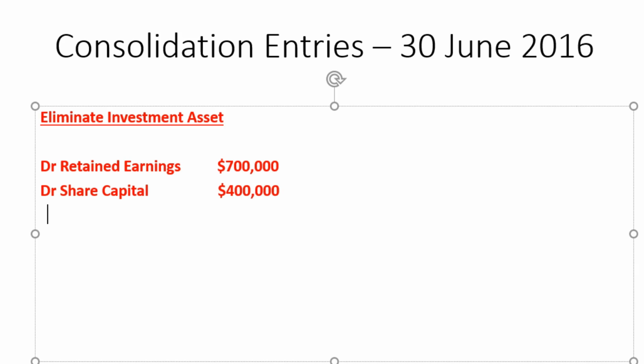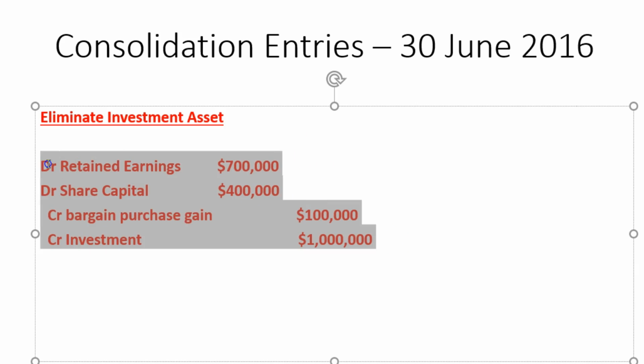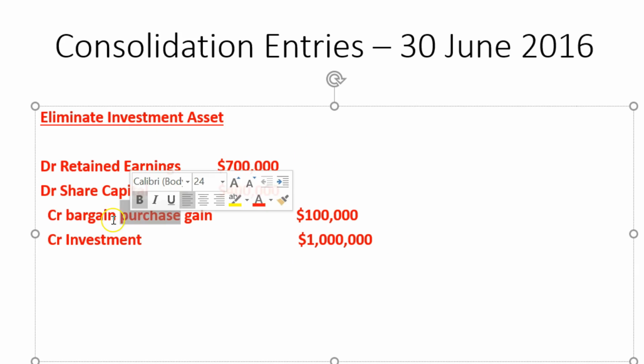And we will want to credit our bargain purchase gain, because remember I said that this was a gain that is recognized through profit and loss. So this is increasing profit, which is increasing equity. And so to increase equity, we credit. So we worked it out to be $100,000. And because we record our investment at its cost, we'll credit that for $1 million to eliminate it. And so that is how you eliminate the investment asset in the year of purchase, the bargain purchase.